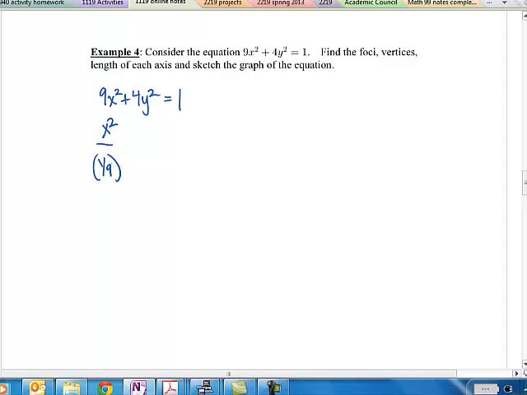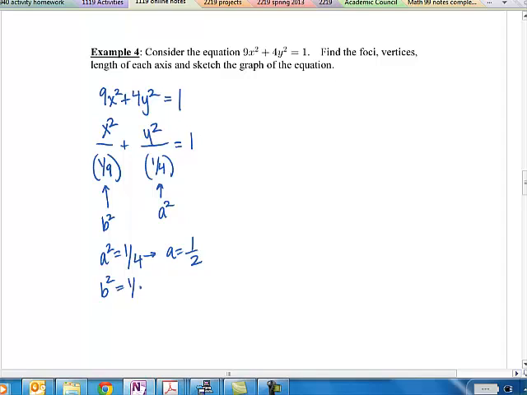Multiplying by 9 is the same as dividing by 1/9, so even though it seems awkward, we could write x squared over 1/9 plus y squared over 1/4 equals 1. So we can see 1/4 is actually the larger denominator, so y squared is indicating the major axis. So the major axis will actually be vertical. So a squared is 1/4, b squared is 1/9. And that means a is a half, and b is a third.